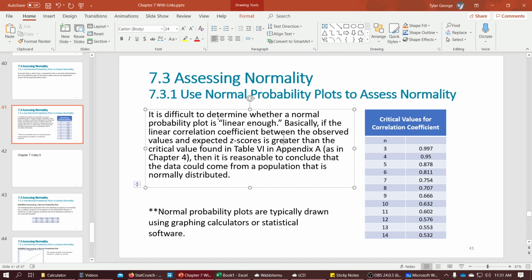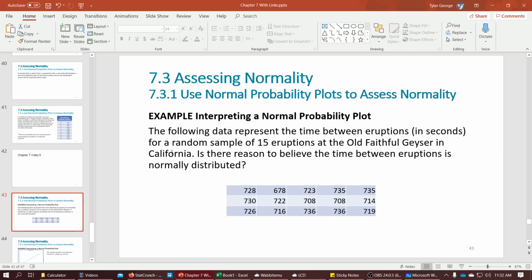Okay, so it says here that it's difficult to determine this if you just visually look at it, because we're looking for a linear line. We want the points of the probability plot to fall on a linear line, but it's hard to tell just by looking at it. So what we're going to do is use this table to calculate a value, or StatCrunch will do it for us, and then use this table to draw whether or not it's statistically normal enough or not.